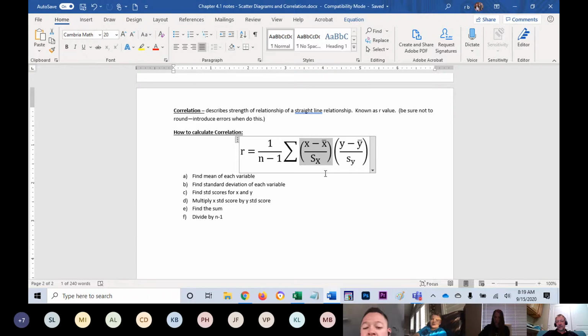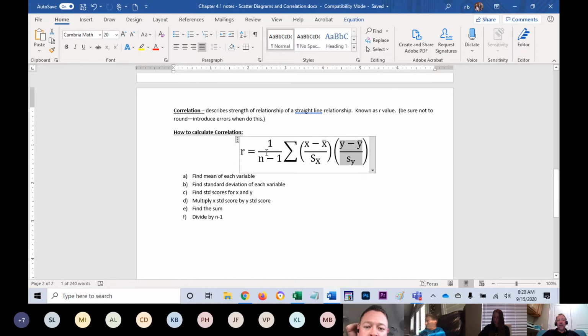Yeah, it looks like the standard deviation formula. Not the standard deviation formula, close though. It's the z-score formula, right? Basically, you've got your data minus your mean over your standard deviation. So basically, we need to find the z-score. This is your z-score for your x data. This is going to be your z-score for your y data.